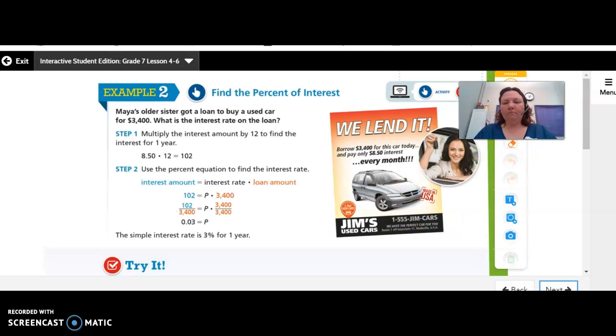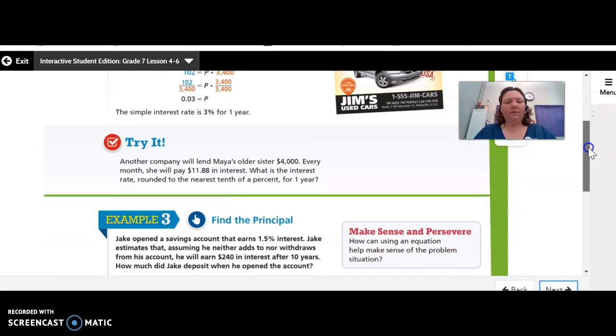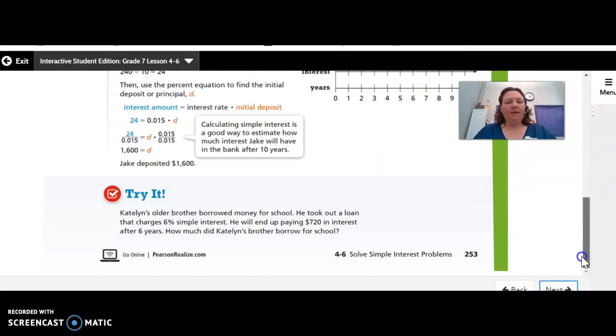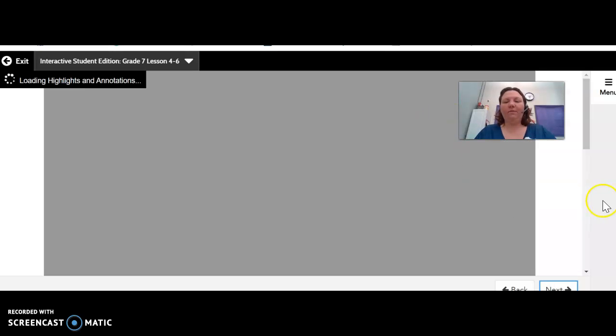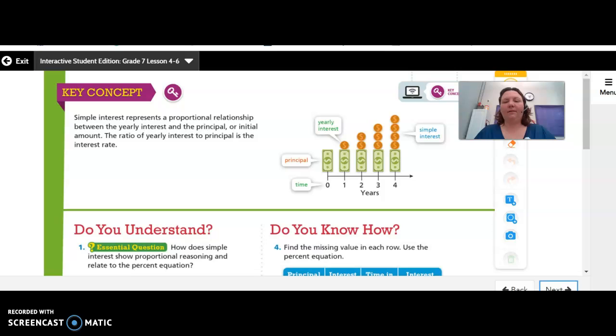All right, let's turn and look at our next example on page 253. Oops, and we're not going to look at example 3. We're going to scroll. I'm sorry, I'm on the wrong page. We're going to scroll to page 254 and look at some guided practice together.